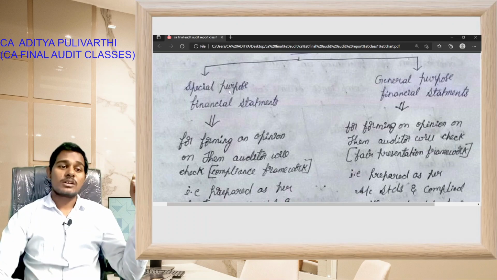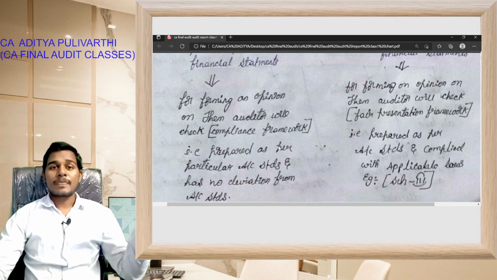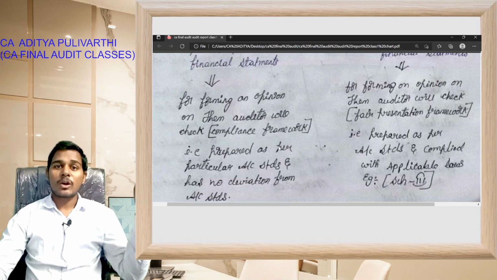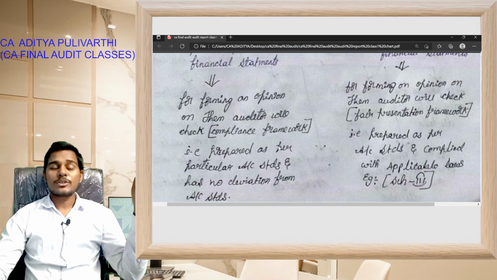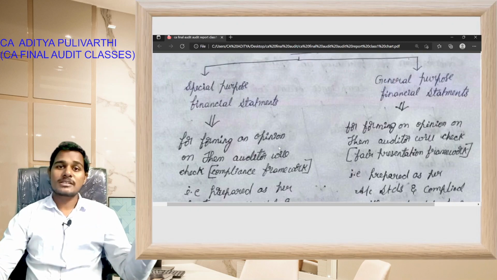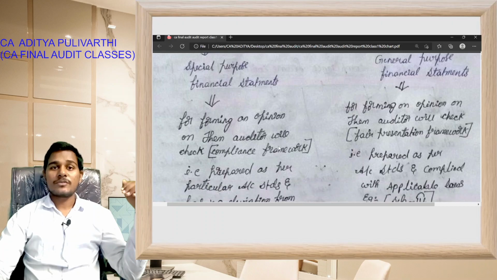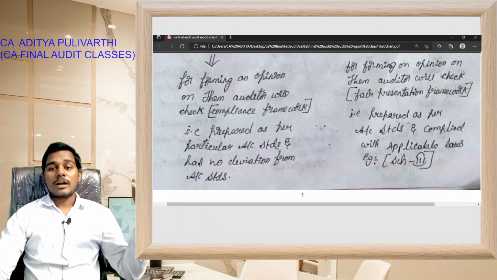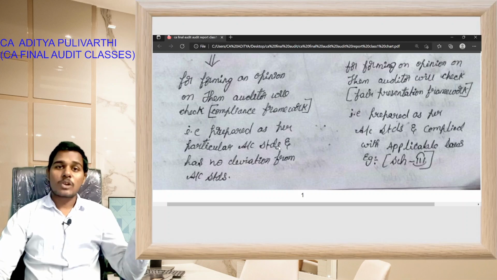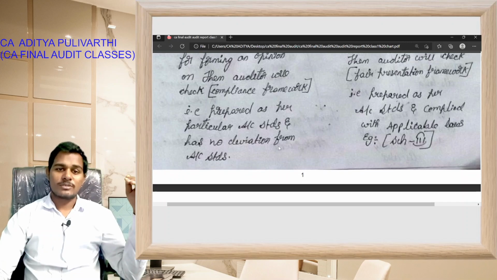Students, special purpose framework means the auditor will check the compliance framework, that is, whether the financial statements are prepared in accordance with applicable accounting standards. But in the case of general purpose financial statements, the auditor will see the fair presentation framework, that is, whether it complies with proper accounting standards and also with applicable laws and regulations. Example, Schedule 3 of the Companies Act 2013.